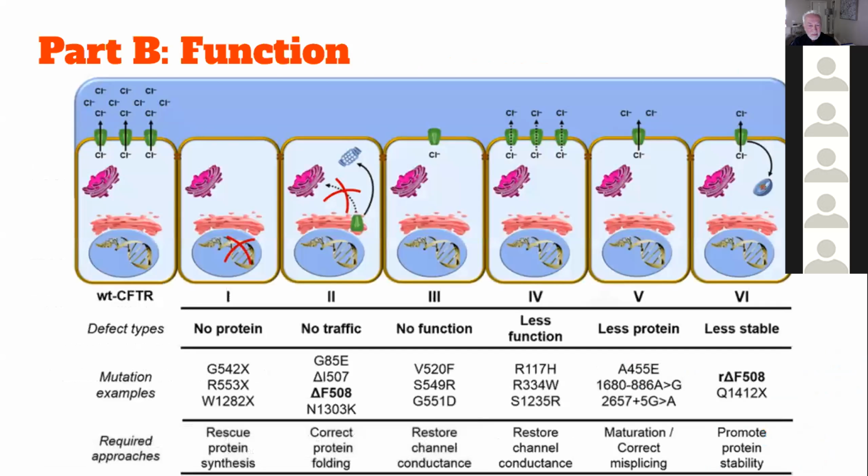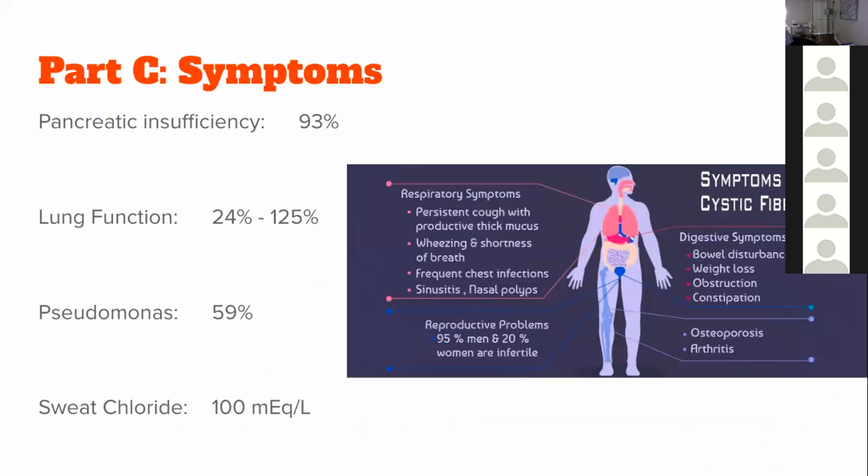This mutation is in class 2. What class 2 is supposed to do is fold the protein correctly so it can move up to the cell surface. But because of the mutation, it instead misfolds, preventing it from moving to the surface. Some of the symptoms for the mutant are 93% pancreatic insufficiency, 24 through 125% lung function, 59% Pseudomonas, and 100 milliequivalents per liter of sweat chloride.